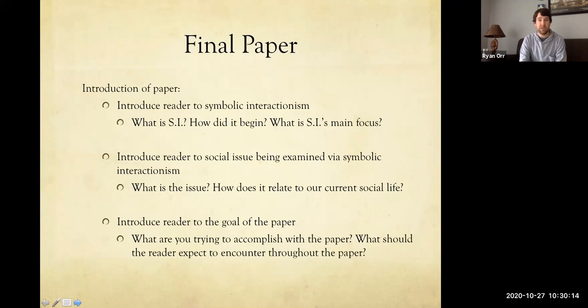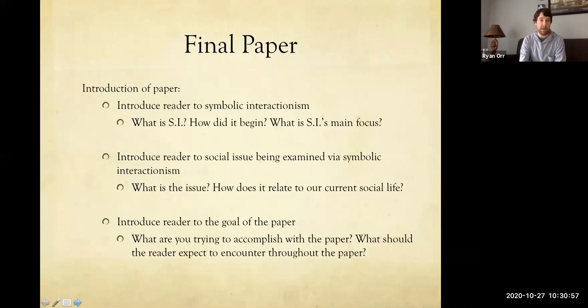So beginning with the introduction, basically you want to do three main things here. First, you want to introduce the reader to symbolic interactionism. And then you want to talk about your social issue you're going to be looking at through symbolic interactionism. And then you're going to talk about the goal or perhaps the goals of your paper. So that's how you can break down what should be inside the introduction section of your paper. Within each part, the sub-organizations, you can ask yourself different questions. And these questions will guide what you'll be doing in each part of the paper.